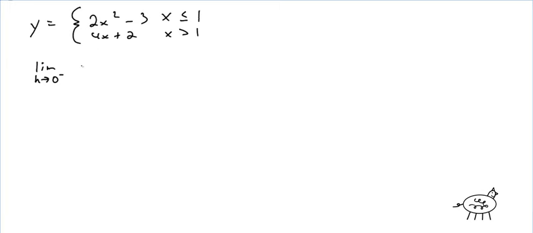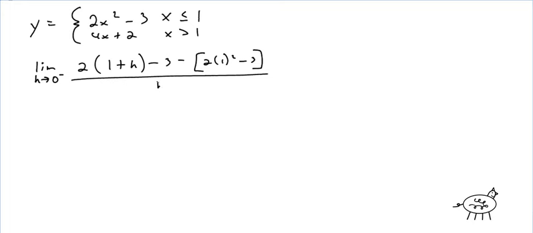So we're going to do limit as h approaches 0 from the negative side. Of course, I'm going to put kind of our old definition of finding the slope of a tangent line, right? I'm not going to find the function, I'm just going to find the slope, because I'm literally looking for the slope at x equals 1. So we're going to get 2 times 1 plus h squared minus 3 minus, in brackets, 2 times 1 squared minus 3, all over h.